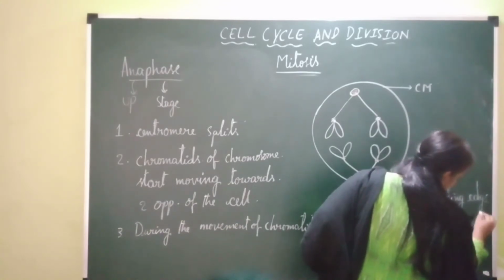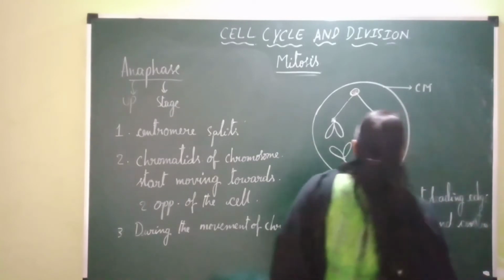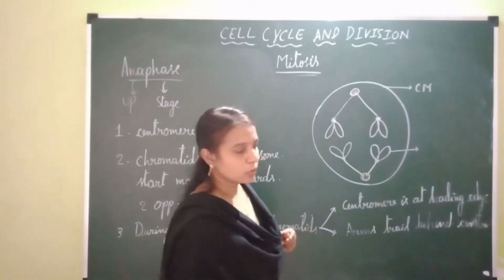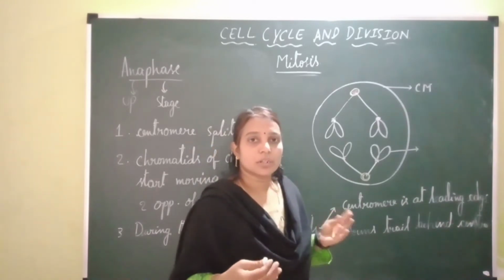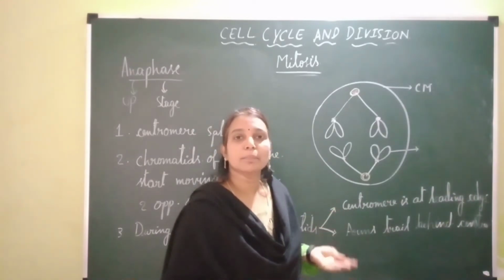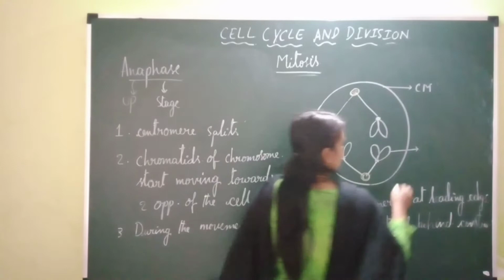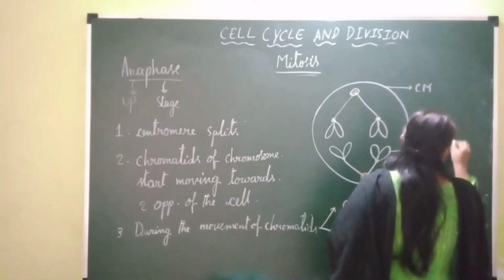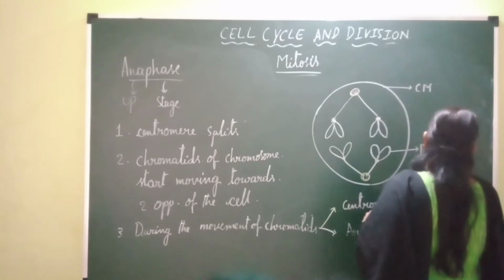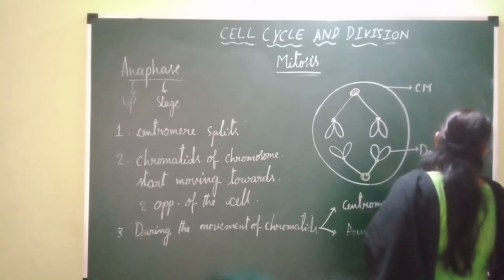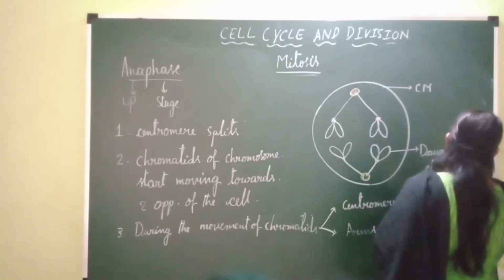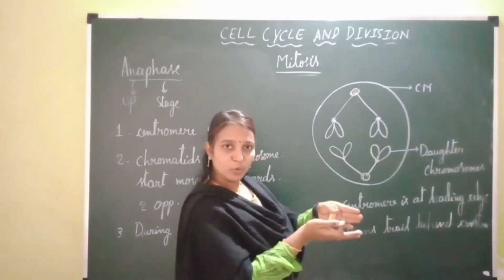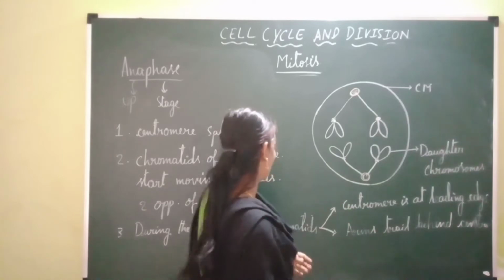Now these chromatids are called daughter chromosomes. These chromatids are called future daughter chromosomes because they become part of the daughter nucleus. So these chromatids are the future daughter chromosomes. Now let's see how these chromatids are moving towards two opposite poles of the cell.